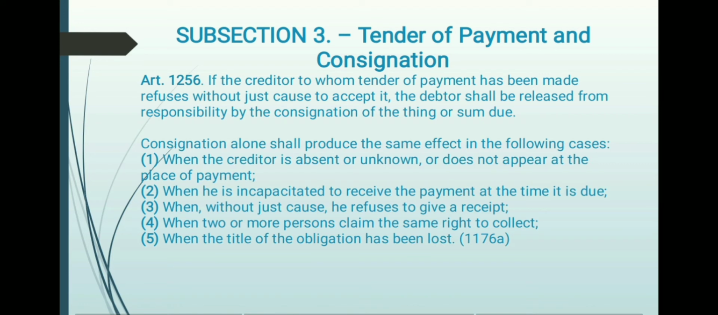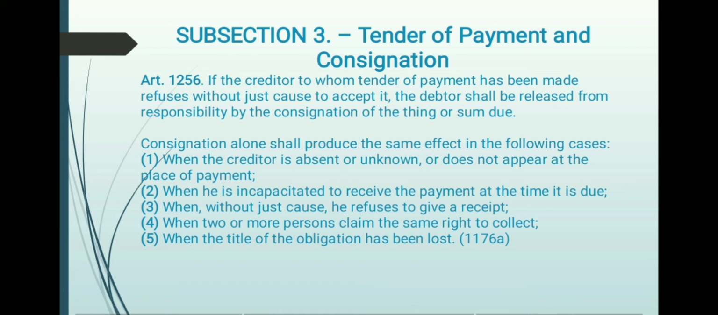Subsection 3, the Tender of Payment and Consignation. Article 1256. If the creditor to whom tender of payment has been made refuses without just cause to accept it, the debtor shall be released from responsibility by the consignation of the thing or sum due.